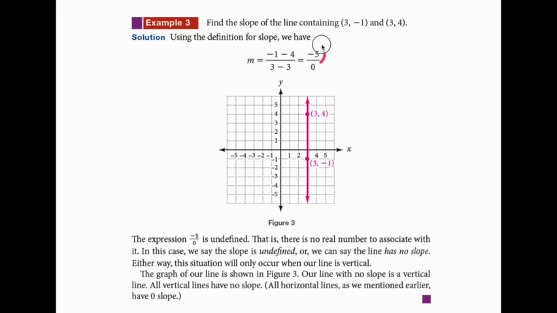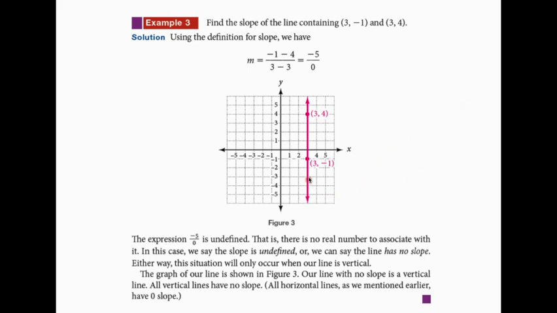So in this case, it's undefined. And this is one of our special cases that I talked about at the very beginning of the lesson. When you have a vertical line, it's undefined. Now, when I go to write the equation of this line, because the x's stay the same no matter what the y value is, the equation for a vertical line is going to be x equals, and then whatever that x value is, in this case 3.